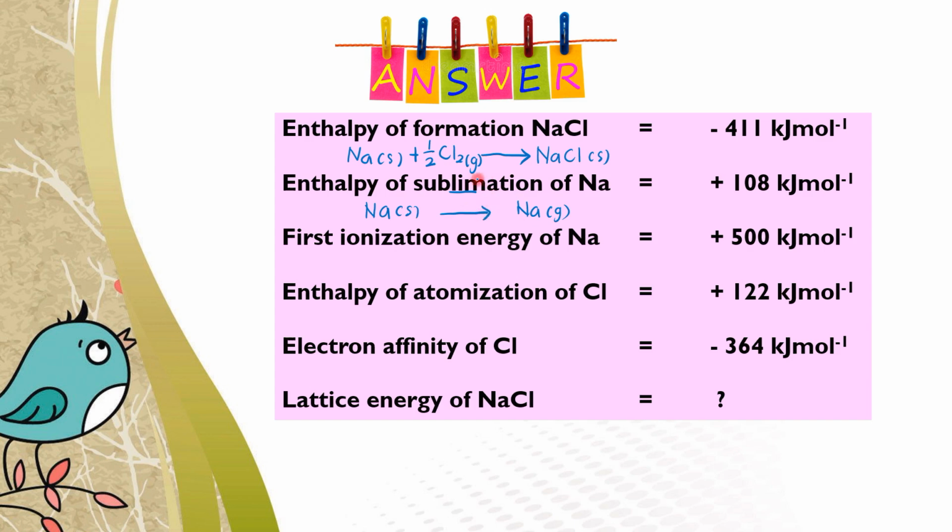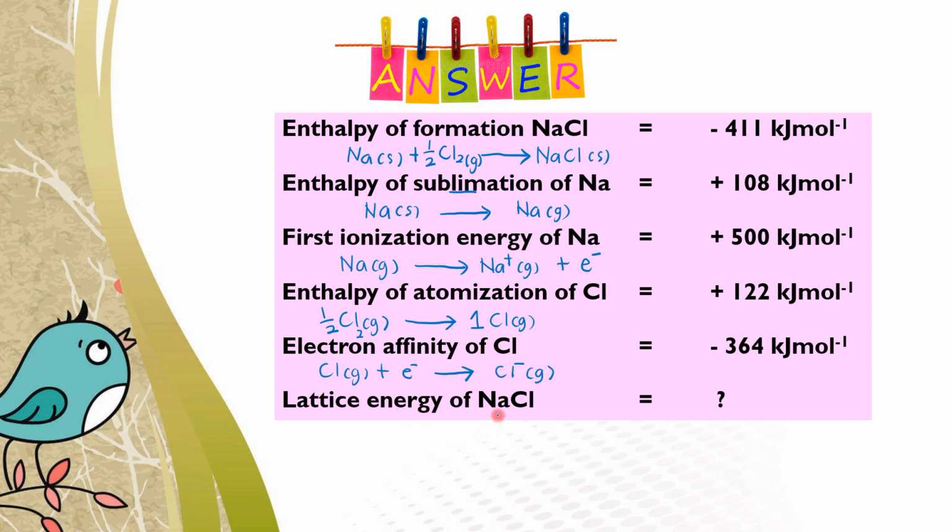Okay, first ionization energy of Na. So meaning that from Na gas, remove one electron and produce Na plus gas plus one electron. Okay, enthalpy of atomization of chlorine. So from Cl2 gas, Cl2 is in molecule, become Cl gas. So this one should be bond, so therefore you have to put half in front here. Okay, electron affinity of Cl, which means Cl gas gain one electron. So it will produce Cl minus ion in gas.